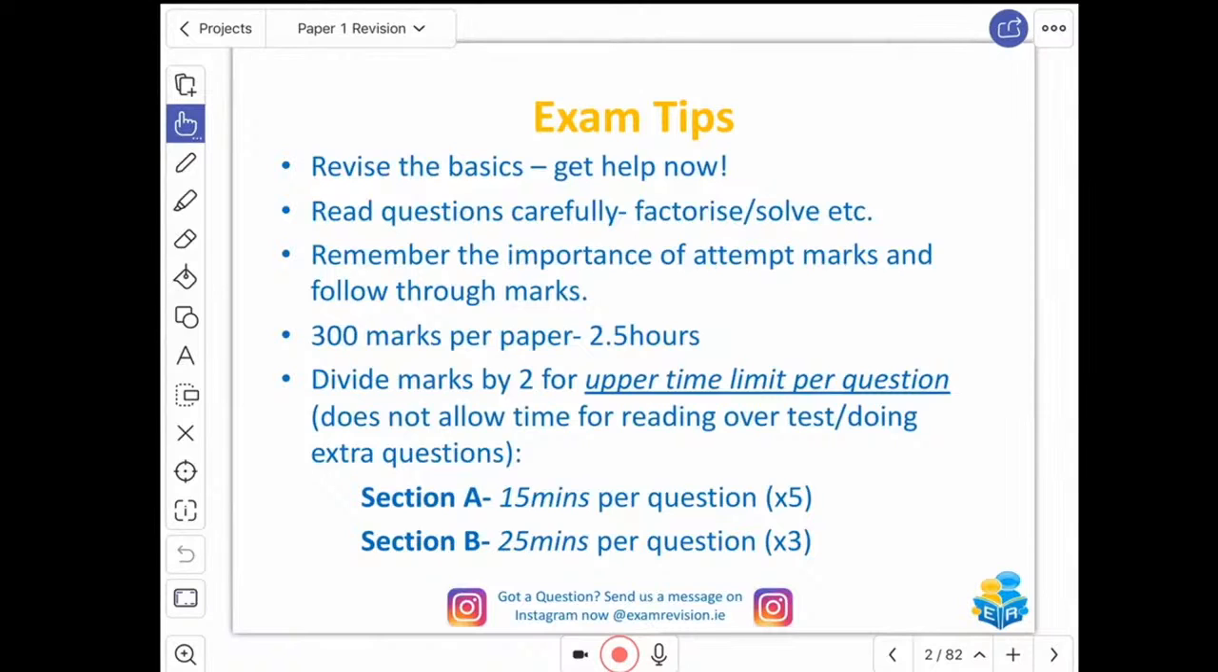A few other little things before we get into paper one then. We have 300 marks per paper and you have your 2.5 hours to complete each of those papers.